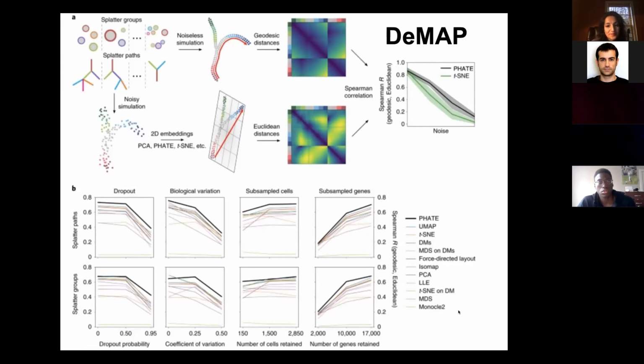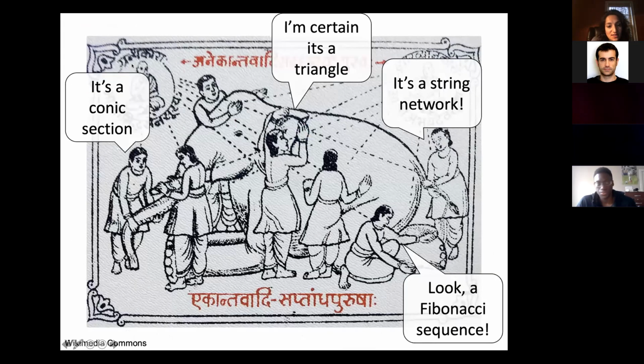Generally, FATE was doing better. UMAP was doing better than t-SNE. Some of the other methods were doing worse, but it really sometimes depends on your data. You could quantify it with something like this.